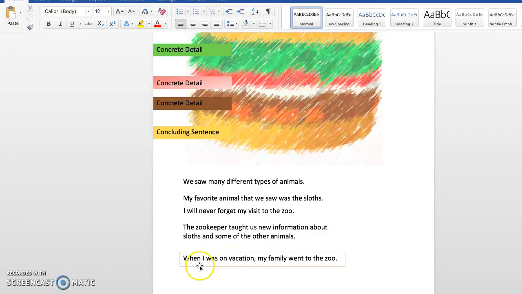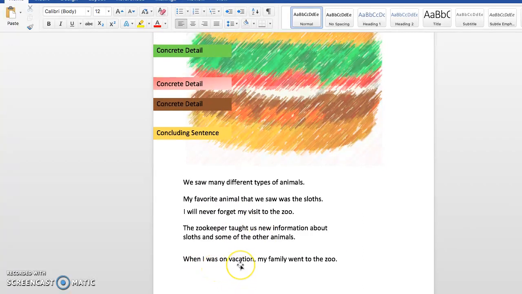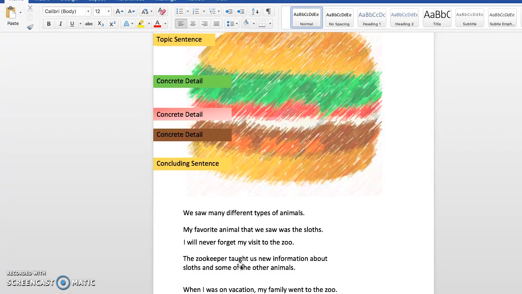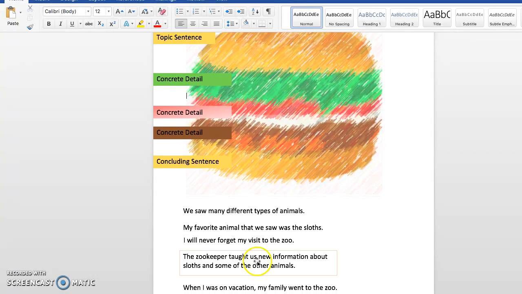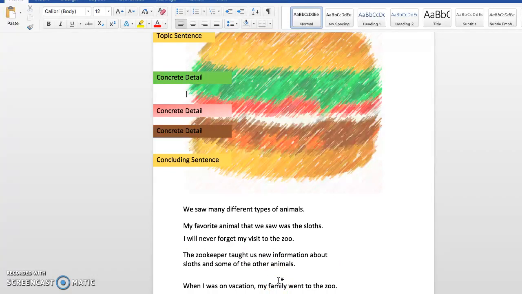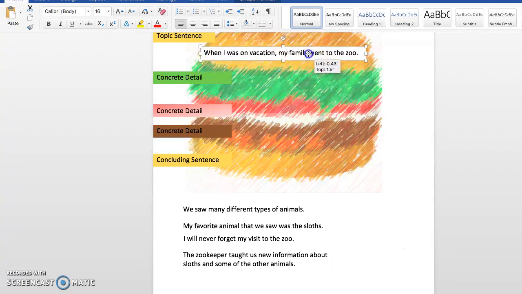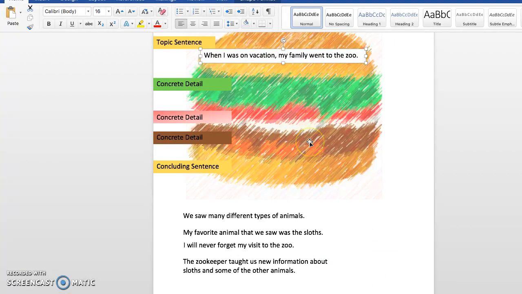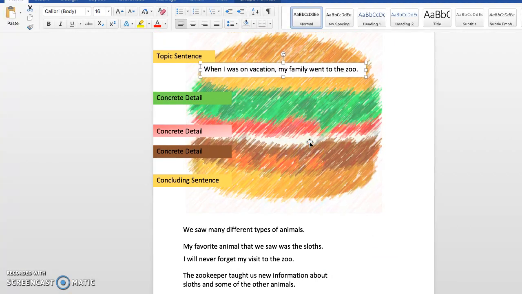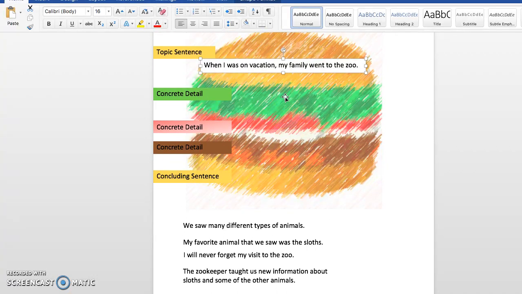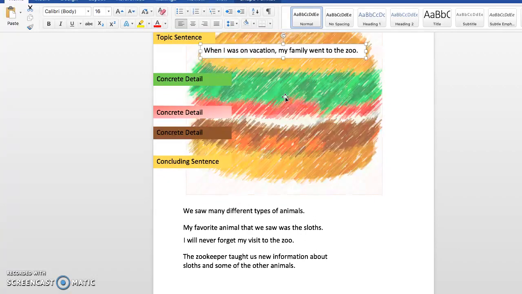So if we look at the last option, when I was on vacation, my family went to the zoo. So that really is the best choice because we're telling the readers what we're going to be talking about. Your trip to the zoo when you went on vacation with your family. So we can just drag this box up here to the topic sentence area, and we have our topic sentence. So now anything else we put is going to be giving further information about that trip to the zoo.